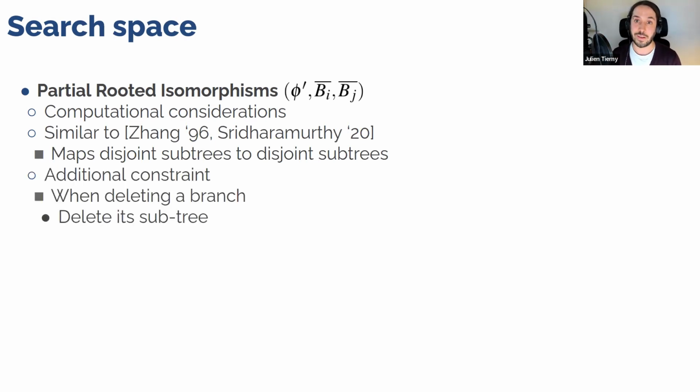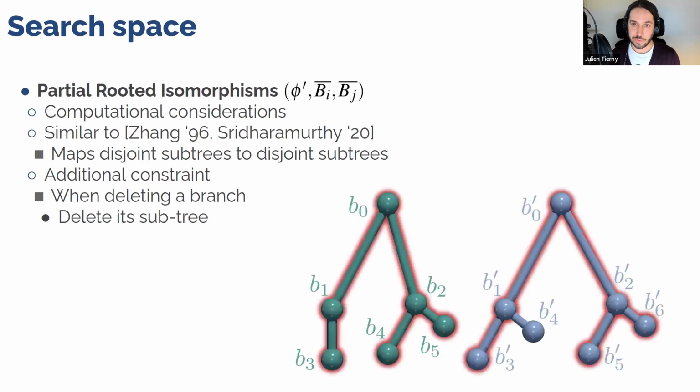And next, we'll add another constraint to the search space on top of what was done in previous work. This is motivated by our goal to compute geodesics efficiently. In particular, we impose that if a branch is destructed in a BDT, all of its subtree is destructed as well. So here's an example of a partial assignment which satisfies these constraints. This is shown in red in the background of the trees.